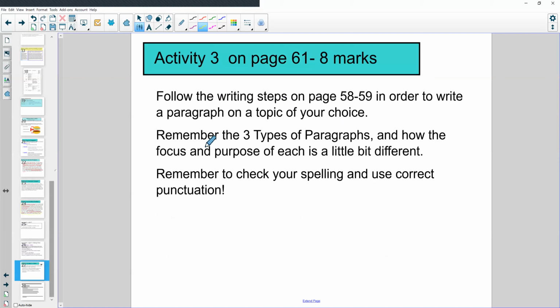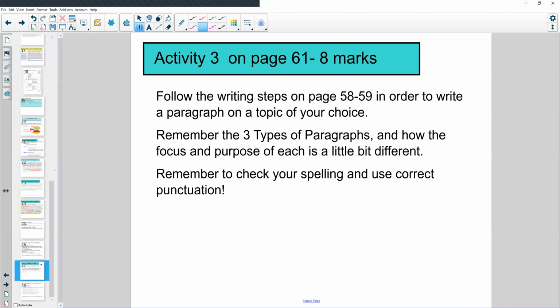All right, this one is a little longer. It's got 8 marks. They want you to follow the writing steps on page 58 to 59 in order to write a paragraph on a topic of your choice. Remember the 3 types of paragraphs and how the focus and purpose of each is a little bit different. Remember to check your spelling and use correct punctuation.